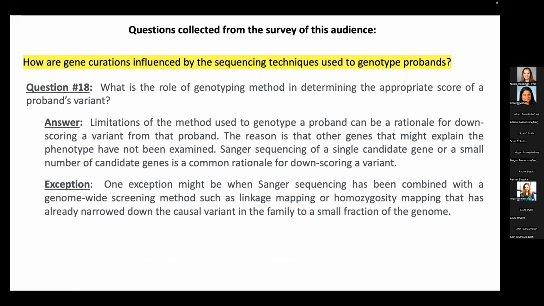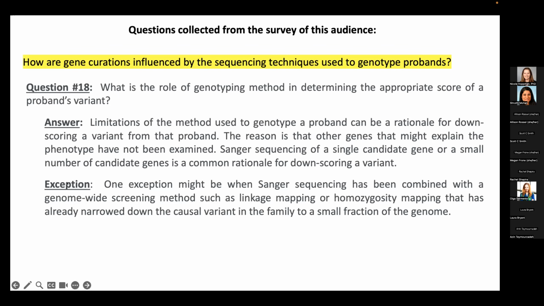Anyways, I took this question from one of the audience members and made it into question number 18 on our frequently asked questions document. I think the answer is basically the limitations of the method. When you're worried that genotyping isn't sufficiently looking at other loci, it could be a rationale for downscoring your genetic evidence from that proband. The reason is that other genes that could be causing the phenotype maybe haven't been examined, and they could be contributing to the phenotype. We don't know. So that's a common rationale for downscoring a little bit.